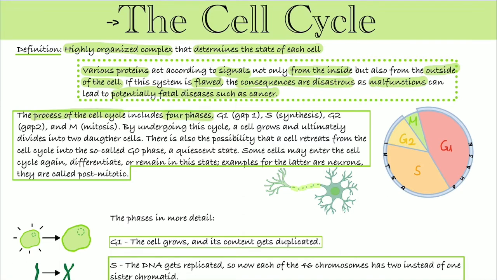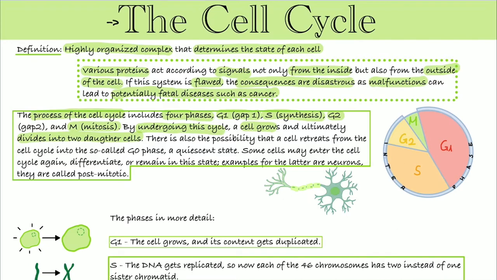So we've got the G1, the G stands for gap, the S phase for synthesis, the G2 phase, and M for mitosis. There will be a separate video about mitosis linked above. By undergoing this cycle, a cell grows and ultimately we've got 2 genetically identical daughter cells.